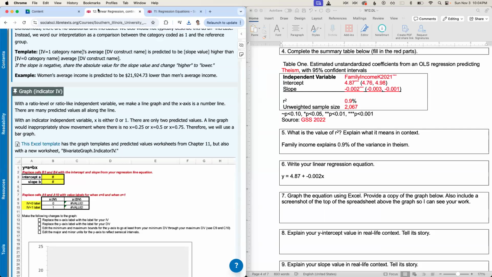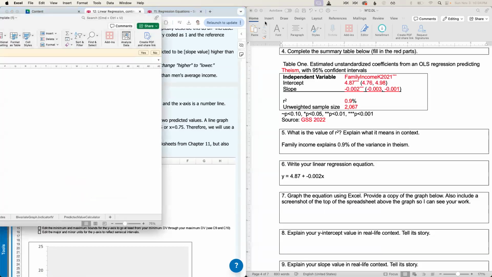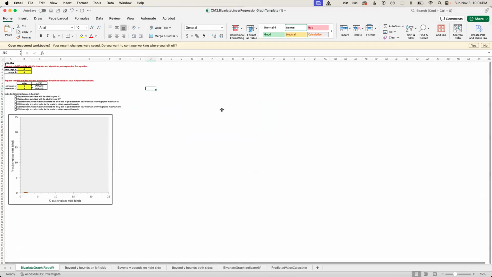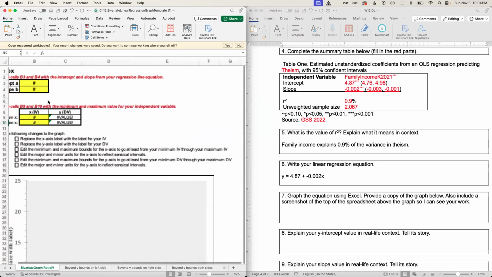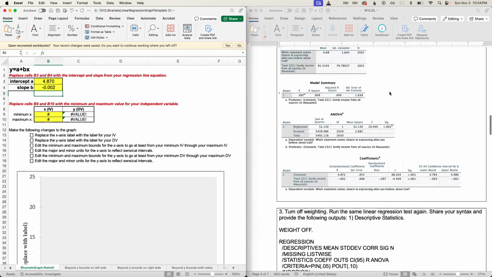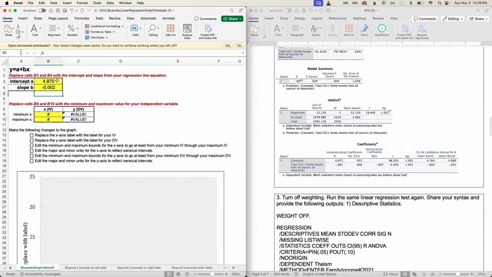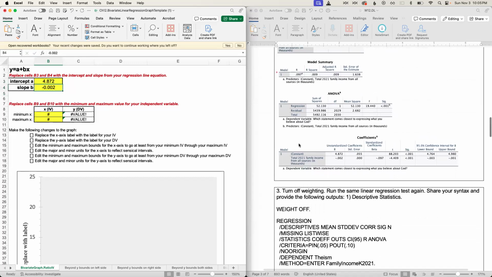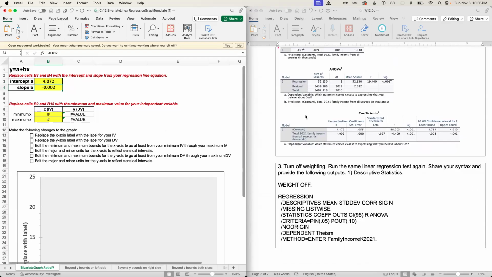Okay, so to graph it, again in chapter 12, I'm just going to download this Excel template that has both the graphing template we've already used, but then also a new one. So I'm just going to download this to use for this demo lab. And here it is. And so first I need to put in my y-intercept and my slope. Why don't I just even be more specific? 4.872. Oh, no. Okay.